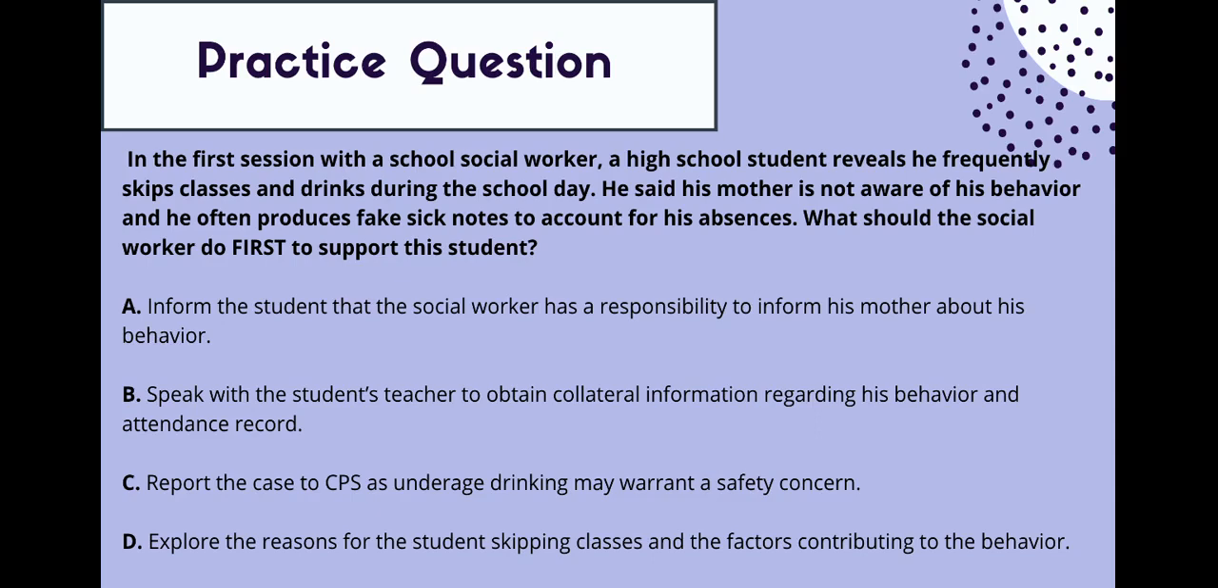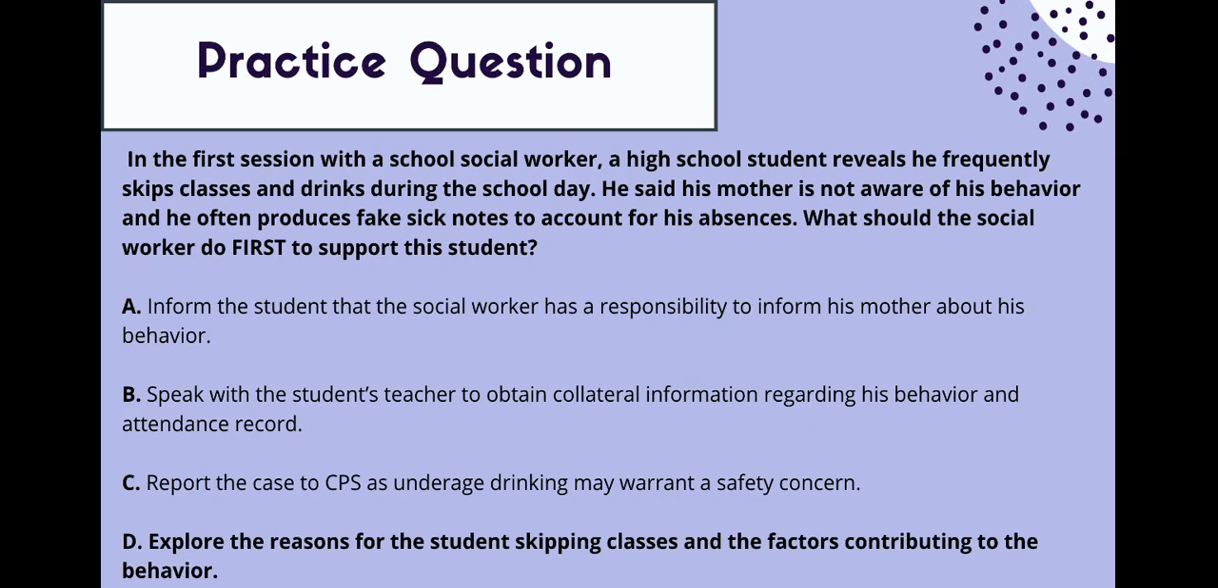So process of elimination, that leads us to D, explore the reasons for the student skipping classes and the factors contributing to the behavior. Why do we do this? First, we need more information. It says he's skipping classes and drinking during the day. What does that mean? How much is he drinking during the day? Is he having a few sips of alcohol, or is he drinking extensively? Right? Why is he doing this? There could be a variety of reasons why he's skipping school. Is he feeling that there's social pressures? Is he not doing well in school? Is he bored in school?